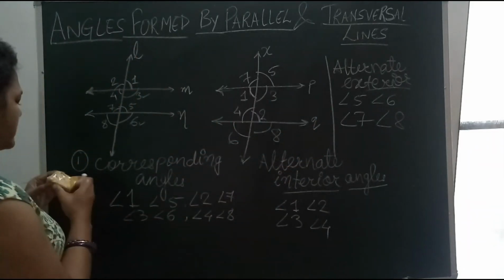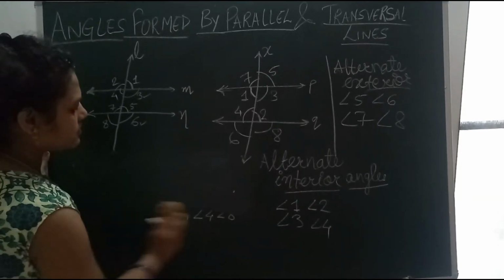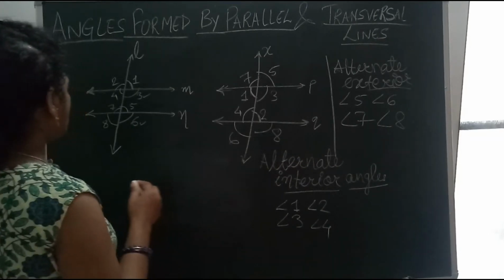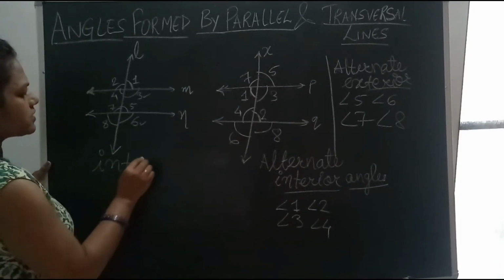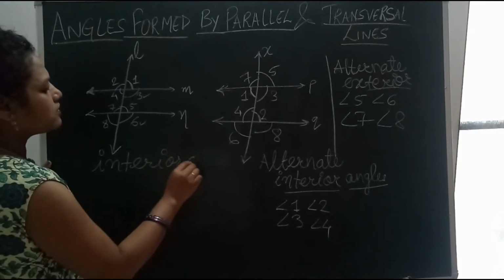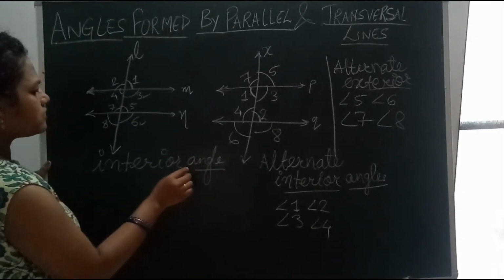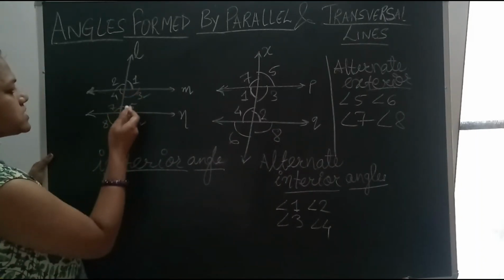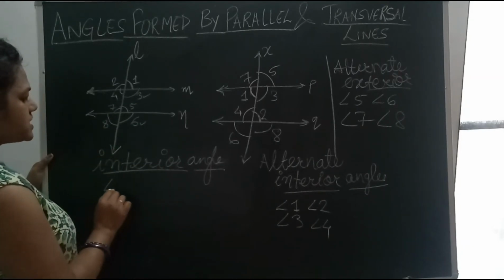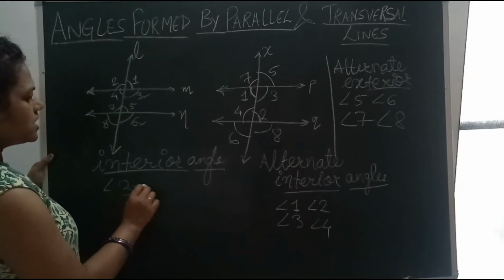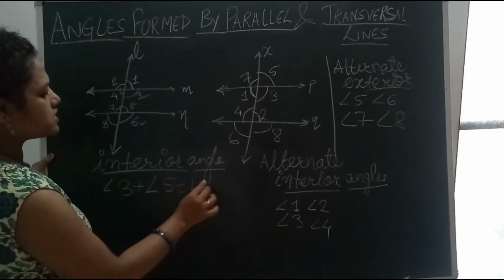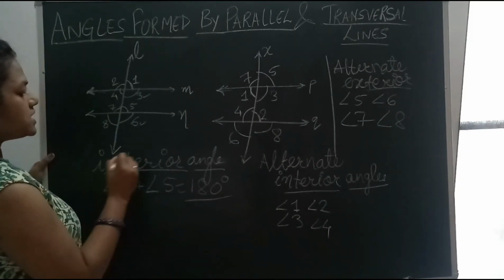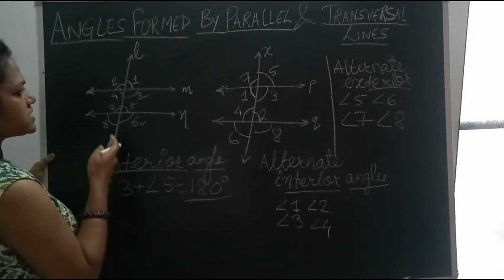Next we will see interior angles. Interior angles means, friends, on the same side of the transversal. On the same side means the sum of these two, that is 3 plus 5, is always supplementary, means 180 degrees. That is the interior angle on the same side of the transversal.